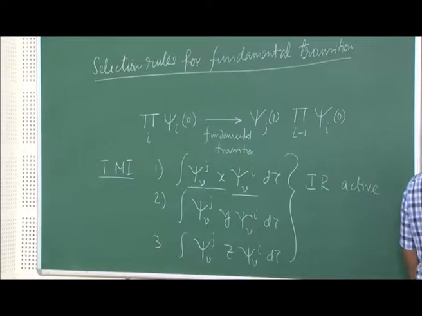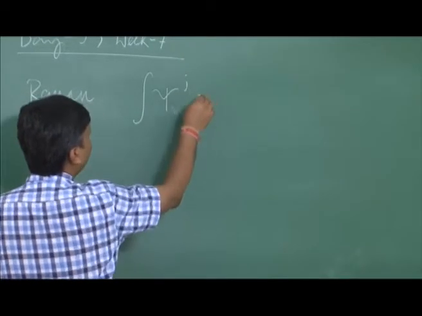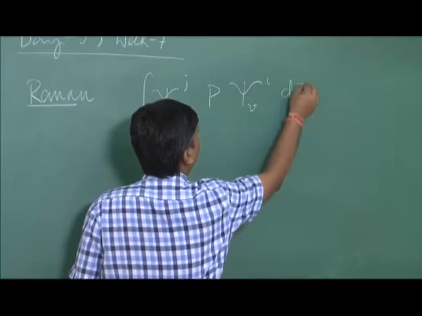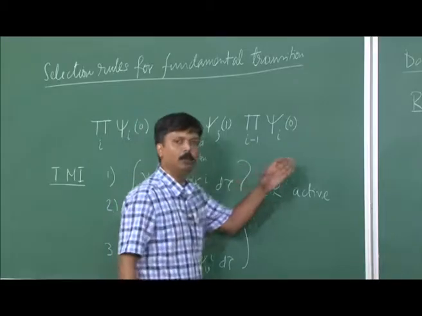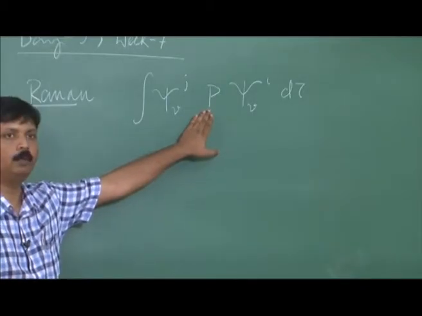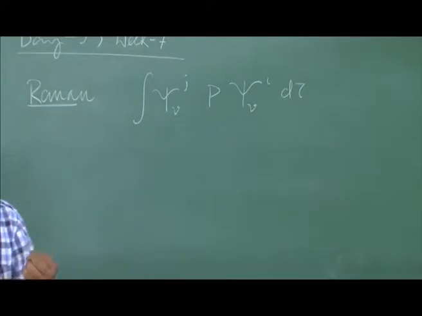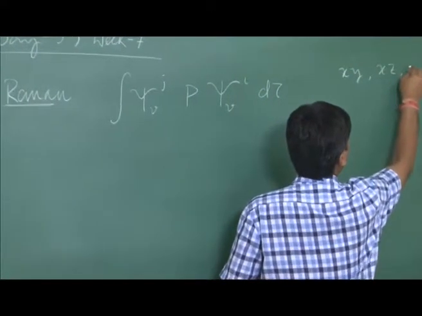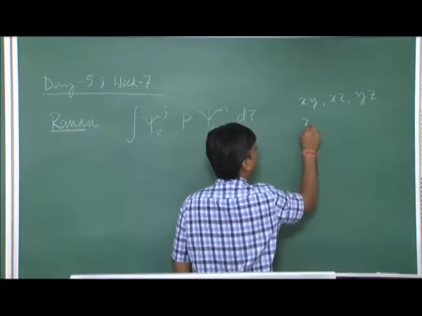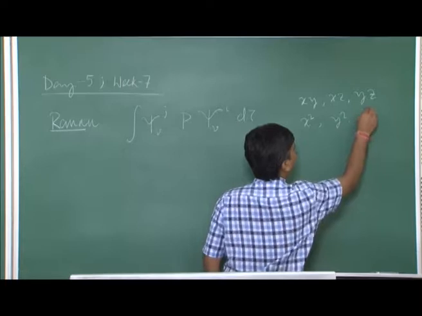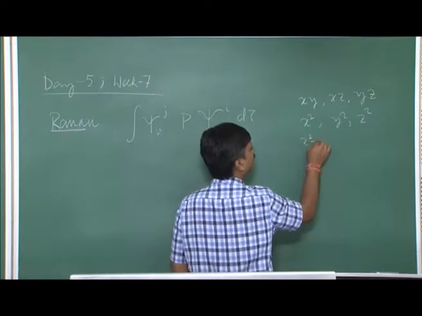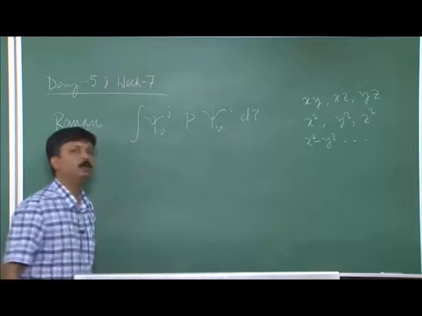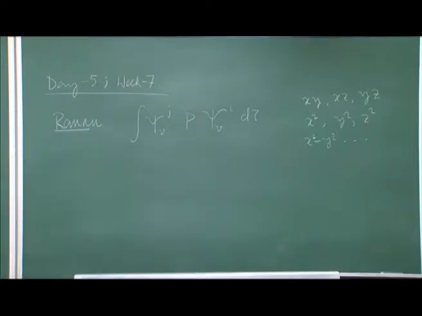On the other side, for Raman spectroscopy, we got an integral which is psi Vj P, where P is the polarizability tensor component, right. So just like here, we can look at the symmetry properties of the polarizability component, which are binary products like xy or xz or yz, or the squares like x square or y square, z square, or any of the combinations, say like x square minus y square and so on. So this kind of functions will form the polarizability tensor. They represent the polarizability tensor component.